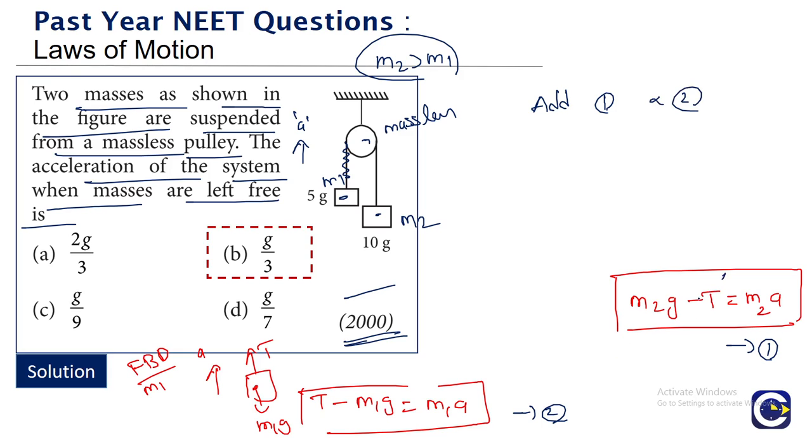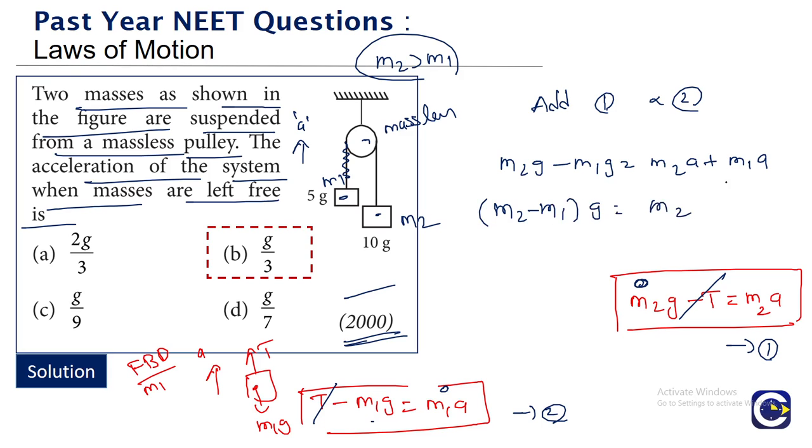If you add, what is going to happen? Look at the left hand side. Minus T is there, plus T is there. Both will cancel. So on the left hand side we'll have m2g here and minus m1g. On the right hand side we'll have m1a and m2a, so it is m2a plus m1a. Here we'll take g common out: m2 minus m1 into g is equal to, here we can take a common out, m2 plus m1 into a.